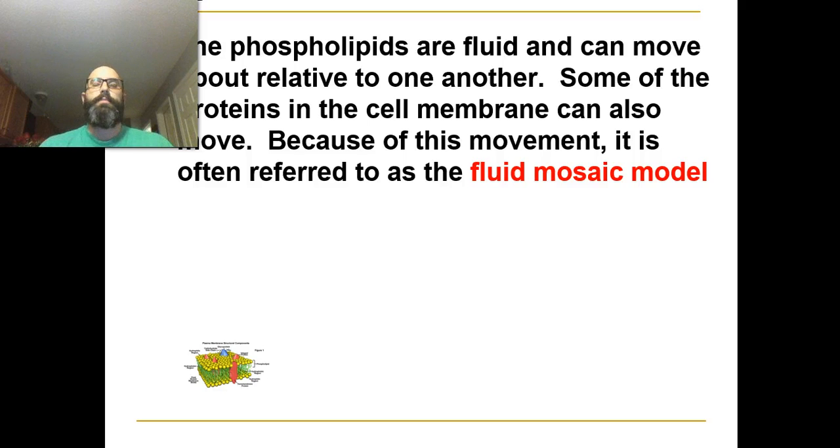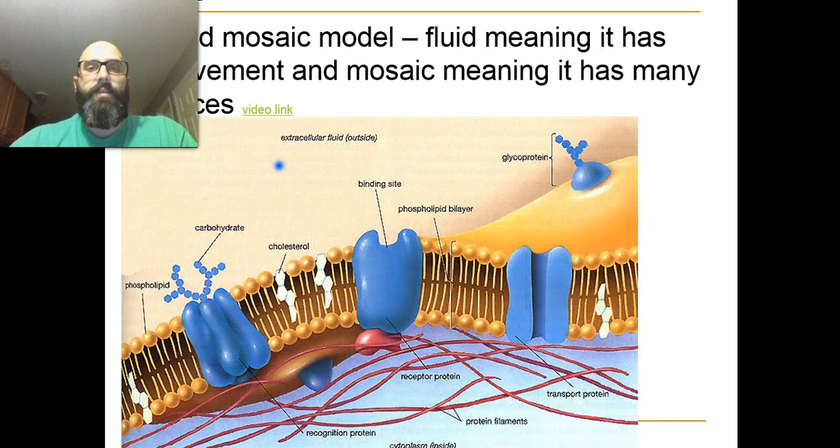Additionally, the other things that are plugged into that cell membrane, such as protein channels, carbohydrates, carrier proteins, receptor proteins, all kinds of different things, also have the ability to move within or in between those phospholipids. What this then becomes is what's called the fluid mosaic model. The fluid mosaic meaning it has movement and it has many pieces. That's what a mosaic is.